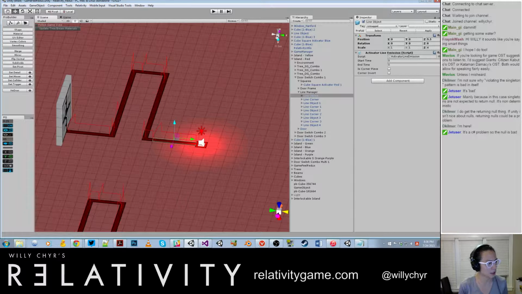It's bad mainly because in this case singletons are not expected to return null. It is non-deterministic. I see, okay. Alright, I will talk to Chris. And also, we'll probably get David in on the conversation about this null reference. It's a little beyond what my understanding of programming and what I'm used to.